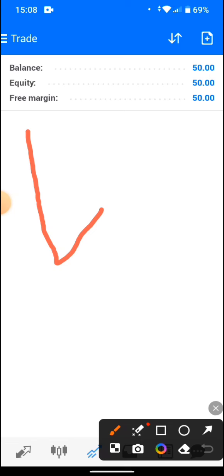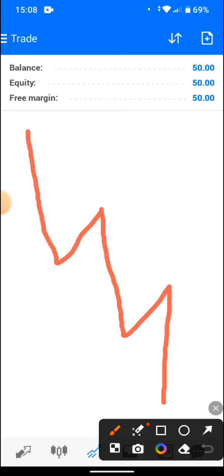The buyers came in, pushed the market a little bit. This is our lower high, and this is our lower low again. Then the buyers came in again, pushed a little. The sellers came in, pushed a little. So this is basically what we mean by our bearish market structure. So the price was here. The sellers came in, they pushed the market right down. This is our lower low.